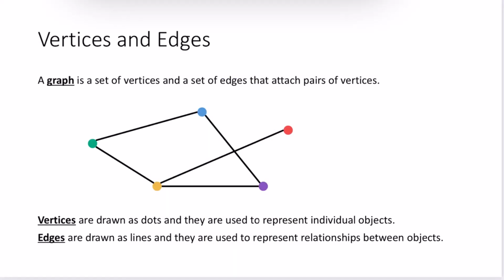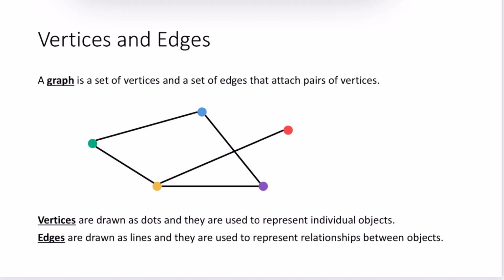All right, so the definition of a graph is that it's a set of vertices and a set of edges that attach pairs of the vertices together. So in a graph diagram, the vertices are drawn as dots, and they're usually used to represent individual objects. So they might represent cities or people, or they could be used to represent land masses. Basically, any type of individual objects can be represented with vertices.